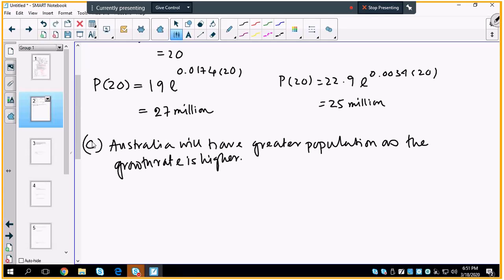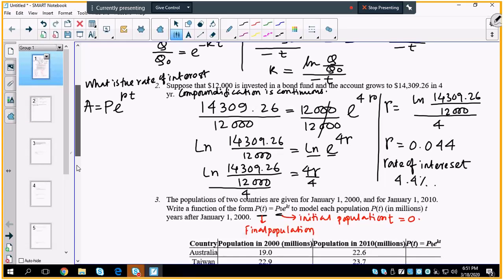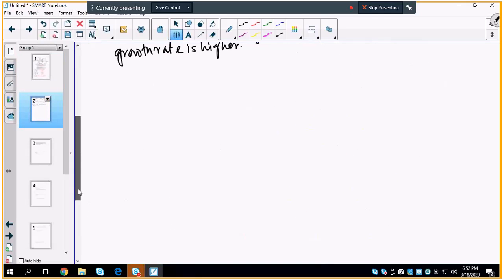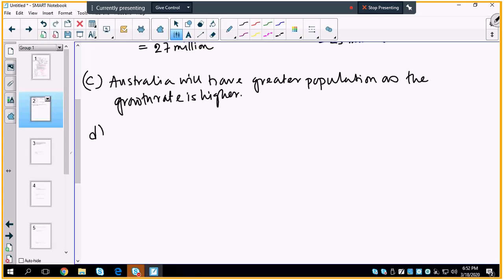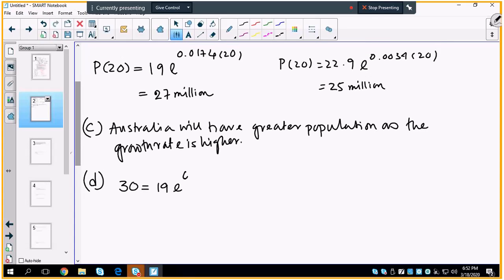Okay, so we're going to answer the last part of this question. Use the models from part A to predict the year during which each population will reach 30 million people if this trend continues. So now for part D, I am trying to understand when the population will be 30. So for Australia, I will say 30 equals 19 times e to the power 0.0174t, and I want to know the t. What will be the time?